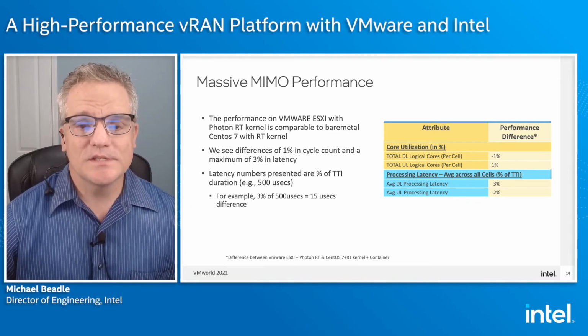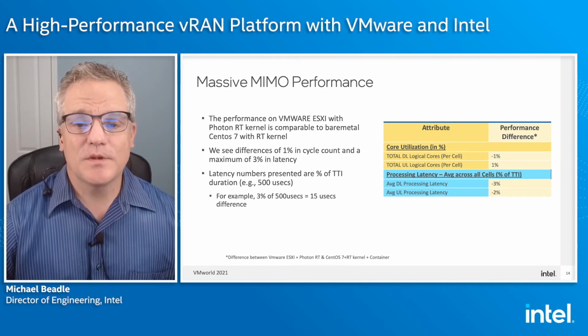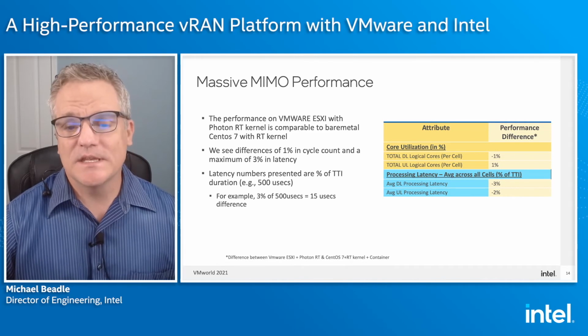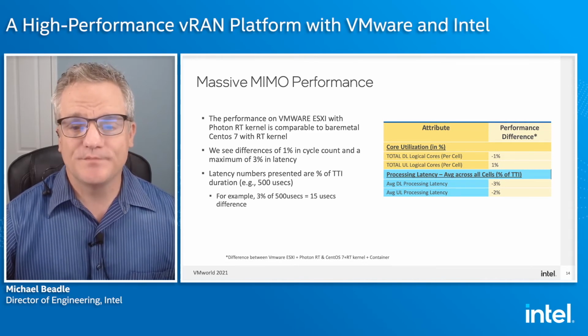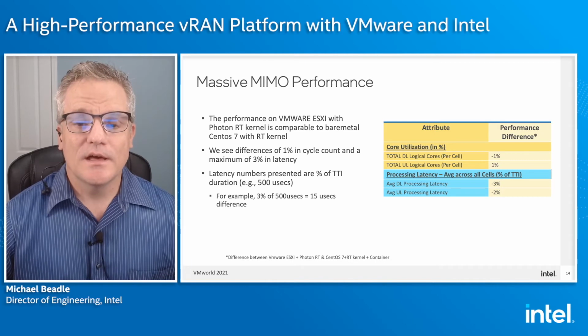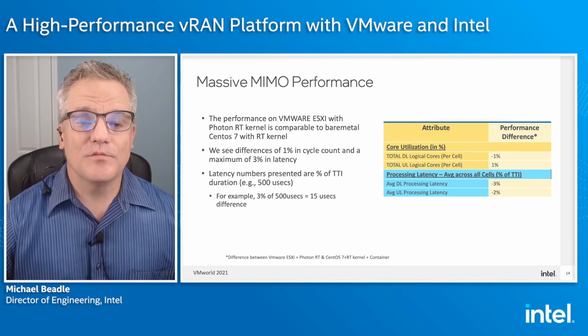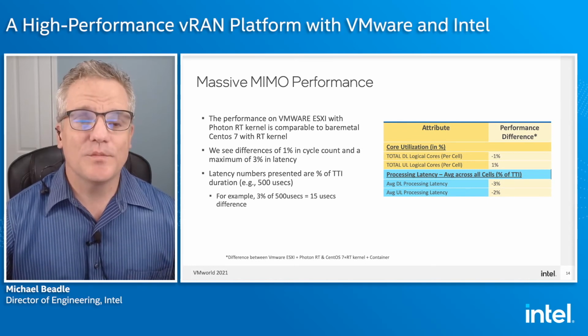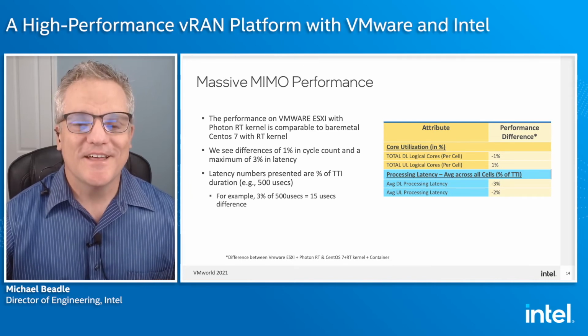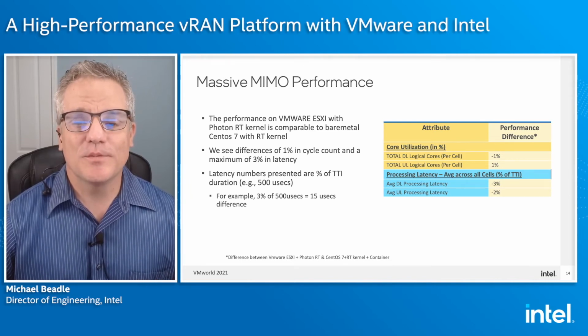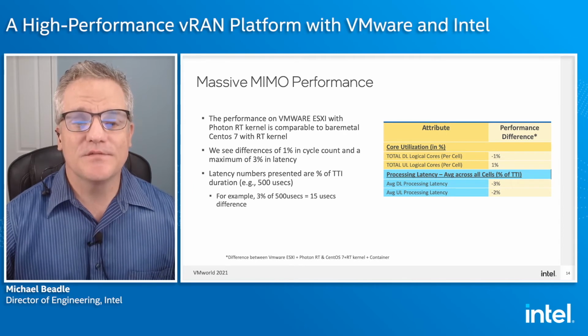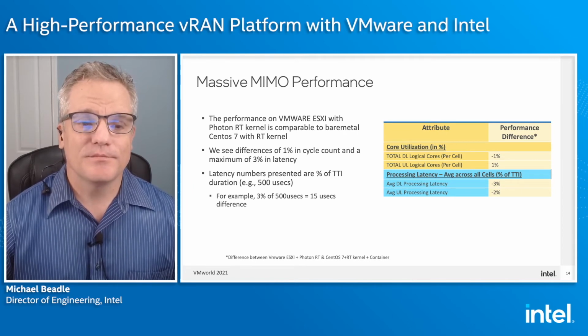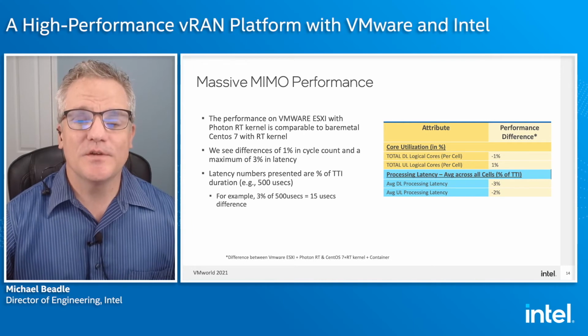When we did this comparison, if you look at the table on the right, first we're talking about core utilization, which is effectively cycle count. There's almost a negligible difference, around 1%. As they pointed out, they've done a lot of work to make that performance optimal. They've made it very efficient, so from a cycle count perspective, you don't notice the difference going from a CentOS based to a VMware solution.